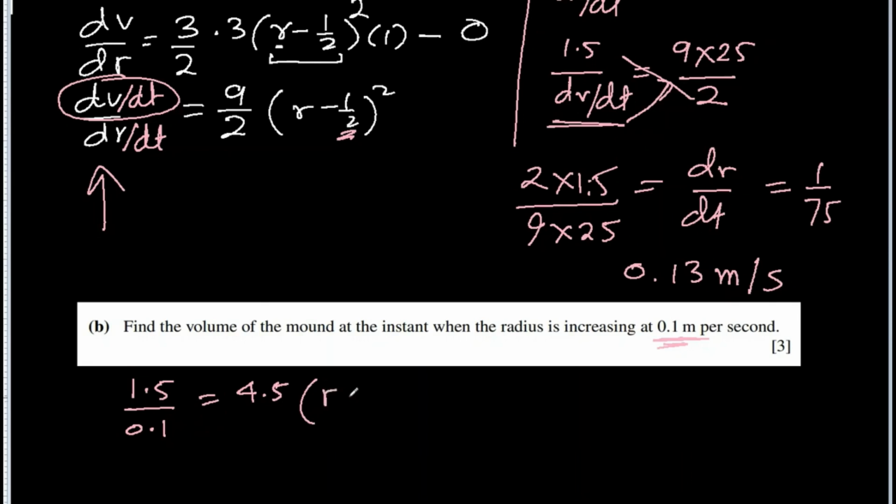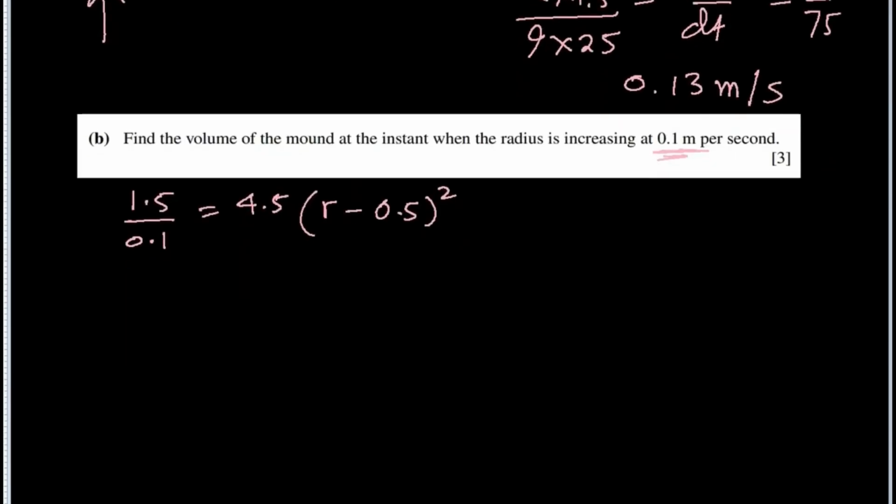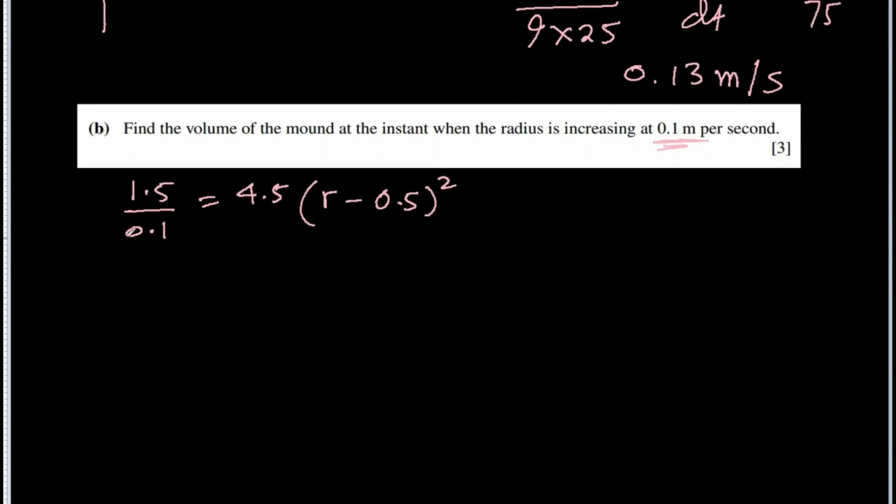And this will give us radius. R is unknown at this time. And let's write 0.5 square here. So by this we'll get radius and from there we can find volume later. So 0.1 and 1.5 divided, so it will be 15. So we can bring this 4.5 down here. So 4.5 divided equal to r minus 0.5 square.